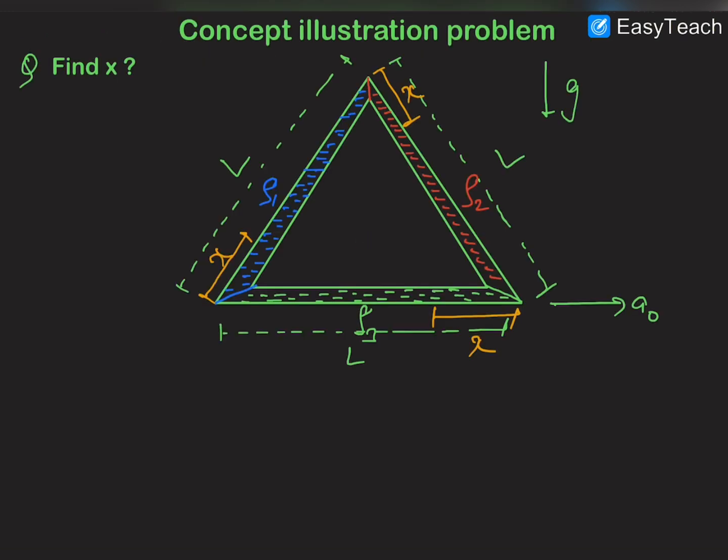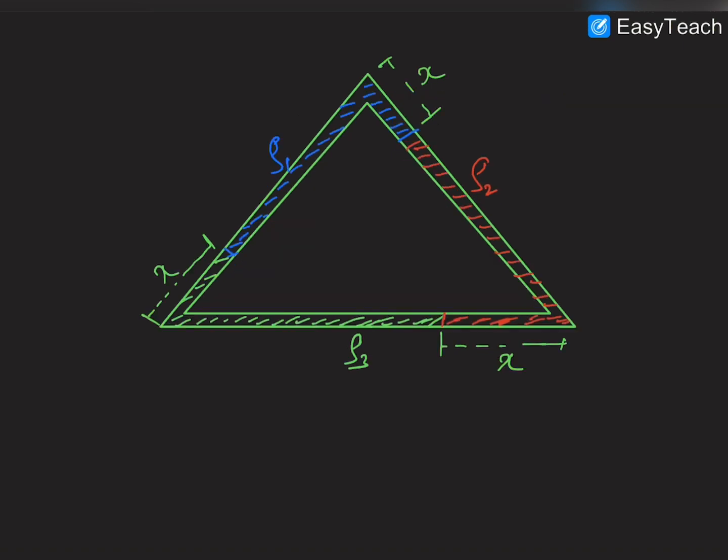This is a similar problem in which there is an equilateral triangular tube in which all the three tubes have equal length, and this complete tube is accelerated in the forward direction with an acceleration of A naught. Due to this acceleration, these junctions will again shift, and we have to find out the value of this shift. So I've again drawn this diagram.